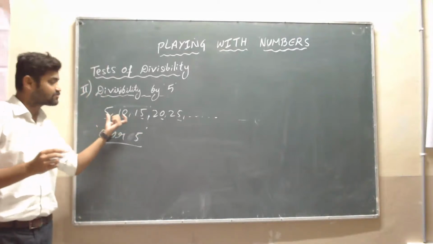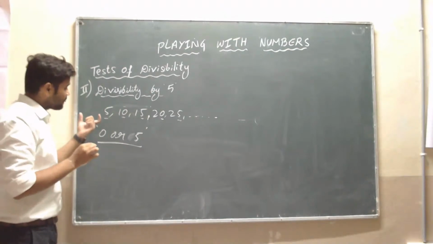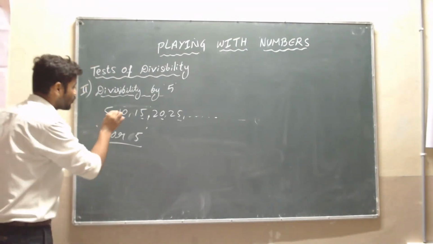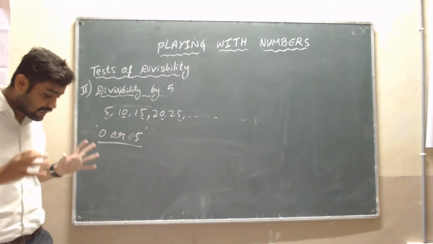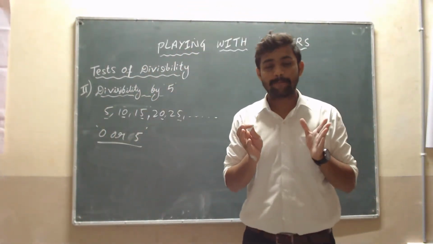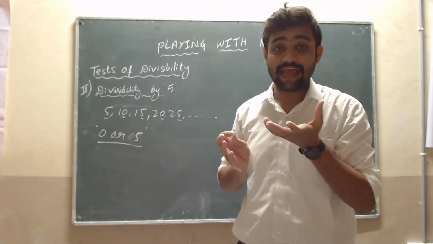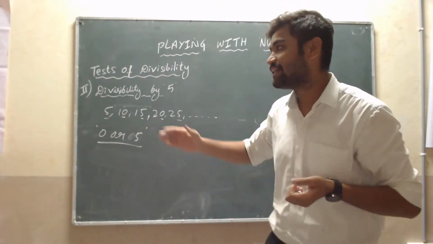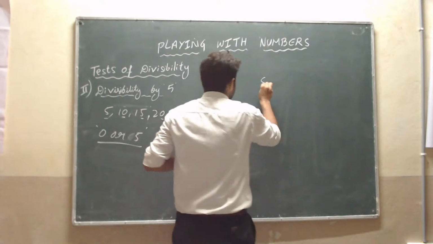Then we can observe here that only at one's place, the one's place is only having 0 or 5. I will conclude this: the numbers which have 0 or 5 at one's place or unit's place are easily divisible by 5. Understood? Yes. Okay, noted.